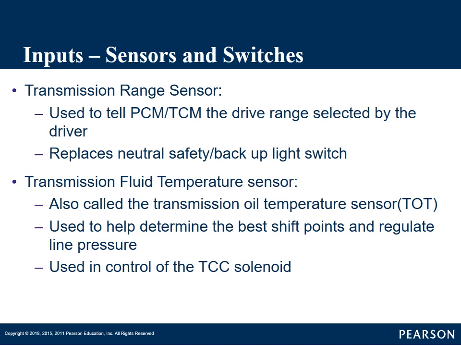The next input is our transmission fluid temperature sensor. These are thermistors, just like our coolant temperature sensors. They're negative temperature coefficient. In other words, as temperature rises, resistance decreases. So you can actually check these with an ohm meter if you needed to, but for the most part you're going to use your scanner. They can also be called oil temperature sensors. They're used to help determine the best shift points and regulate line pressure.